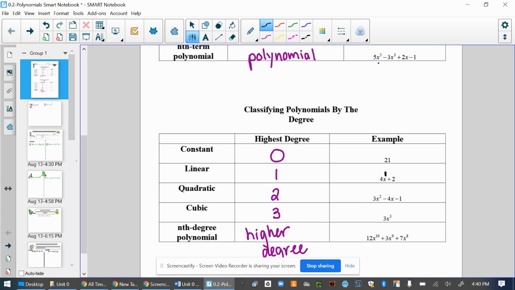If I have the highest degree to the second power, that's a quadratic. If the highest degree is to the third power, then that is cubic. And if we have anything more than that, for right now, we're going to call it a higher degree polynomial. So let's look at two examples.